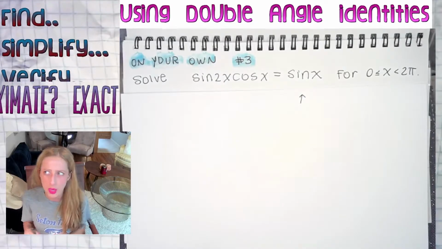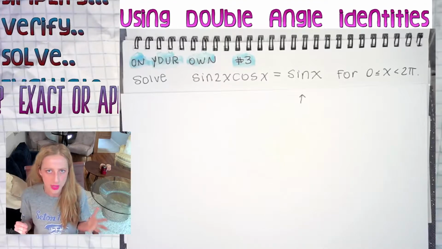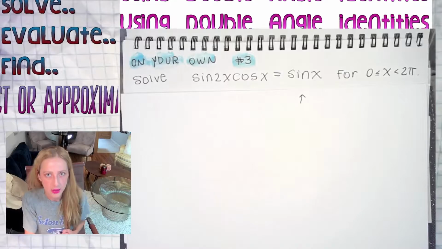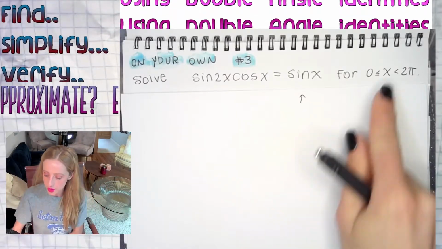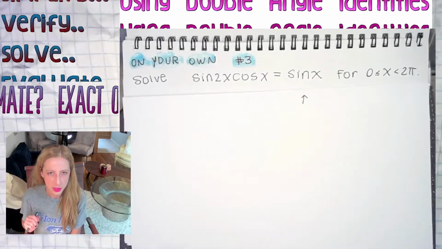You're not done when you get sin x equals 1/2 or sin x equals 1, sin x equals 0, sin x equals negative root 2 over 2. No, you're not done. Now solve for x. Go to the unit circle, use your brain. What angles between 0 and 2 pi make that true? And that's how you get your answers.